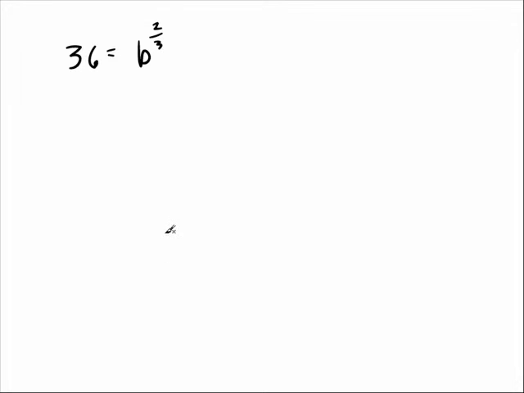36 equals b to the 2/3. All right, here's another thing. Remember we said if the bases are the same, then you set the exponents equal to each other. What if we had this? What if I had x squared equals 7 squared? Are the bases the same there? No, they're not. Okay, but what is the same? The exponents.